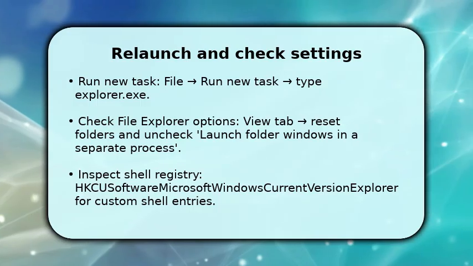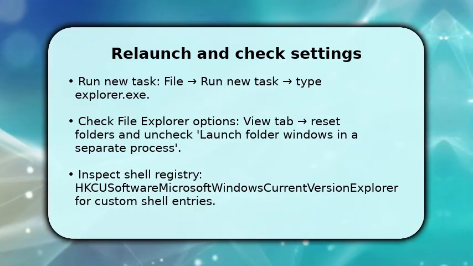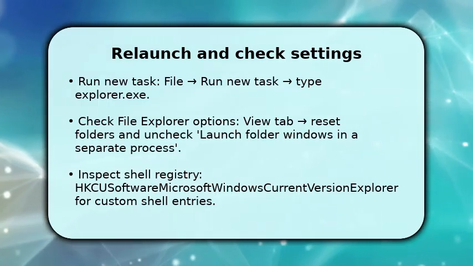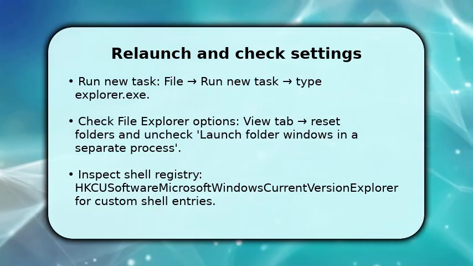Next, open File Explorer Options via Control Panel or Settings, and on the View tab, reset folder views and ensure "Launch folder windows in a separate process" is set according to stability needs. Uncheck it to reduce crashes.